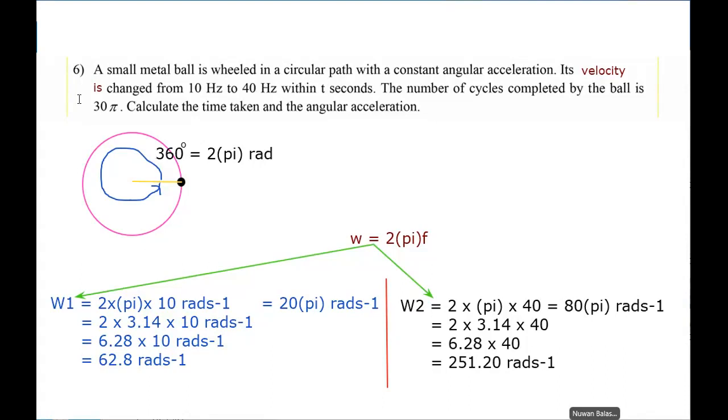Right. Before that, please draw this figure. This figure refreshes our memory that the angle of one cycle is 2 pi radian. So we need this knowledge for this question. Draw the figure and mark these details.